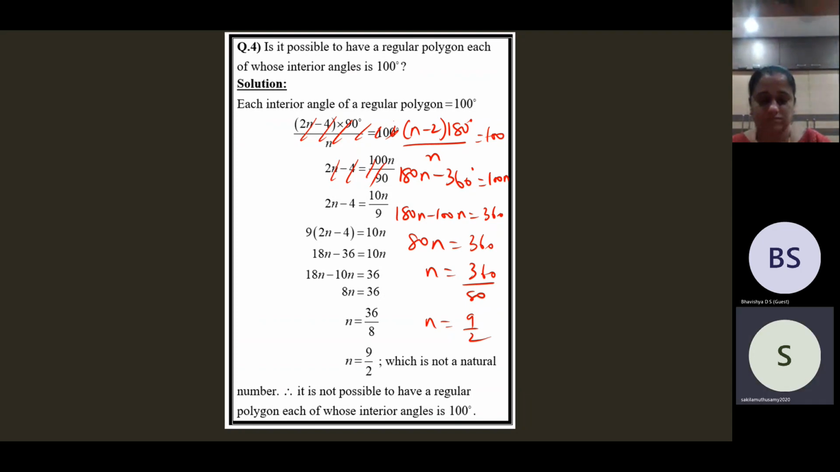Ma'am, if they are the same in the test, can we solve it using any of the formulas? Any method is fine. Both are correct. Yes, ma'am.